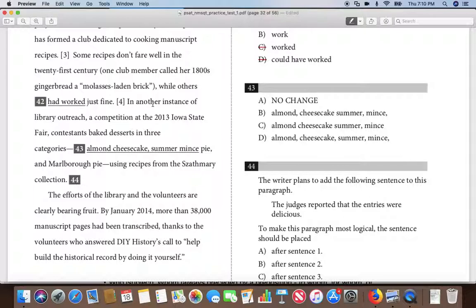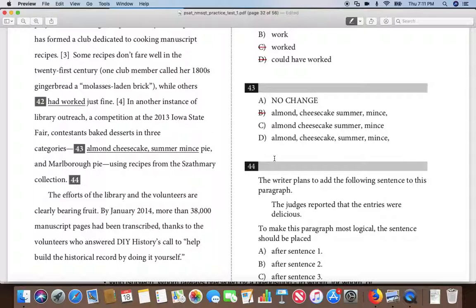Almond, cheesecake, summer, mince, and Marlboro pie. How's that? That's not right. No, although I love the idea of cheesecake summer. Yeah, that sounds so wonderful. Like the title of a poem that I would love to read, or maybe a dessert I would like to eat. Try this cheesecake summer, but it's not a thing, right? B's gone. Okay. When you giggle at an answer choice, that's generally not a good sign, right?